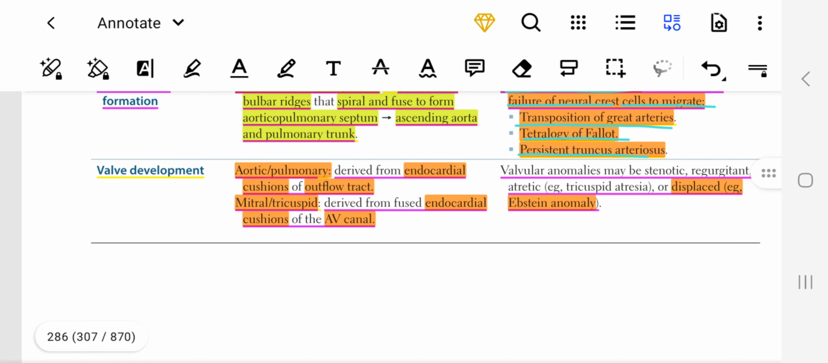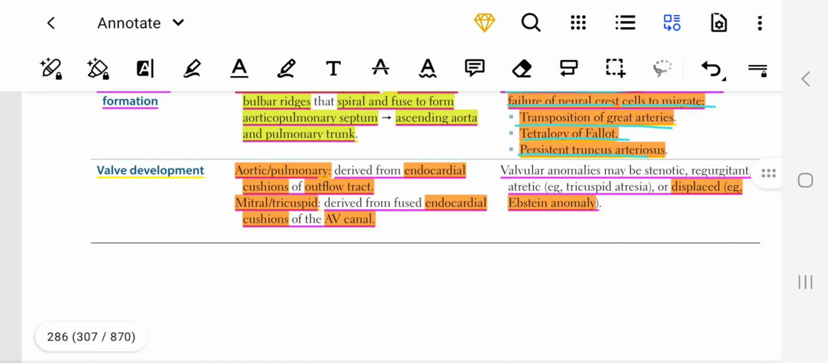Valve development. The aortic and pulmonary valves are derived from the endocardial cushions of the outflow tract, while the mitral and tricuspid valves are derived from the fused endocardial cushions of the AV canal. Once again, the aortic and pulmonary valves are derived from endocardial cushions of the outflow tract, while the mitral and tricuspid valves are derived from fused endocardial cushions of the AV canal.